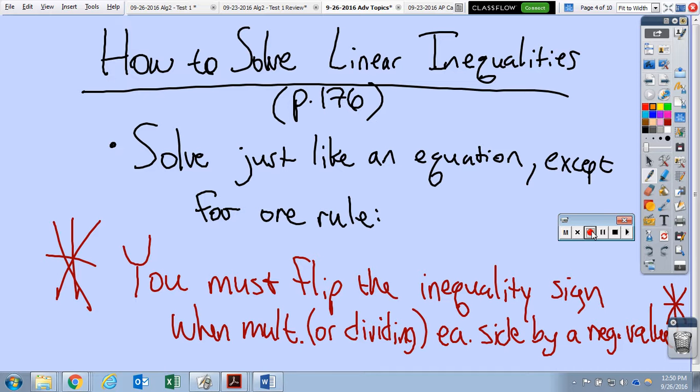When you say solve is like an equation except for one rule, do you mean it's skipping a step, or you're doing the same thing but something changes? You're going to treat these just like if you solved a single variable linear equation, solving for x. You do everything like you have been doing, except there's just one rule you have to remember. If you divide both sides by a negative, you have to flip the inequality sign. That's the only thing. Otherwise, you treat it just like solving an equation.